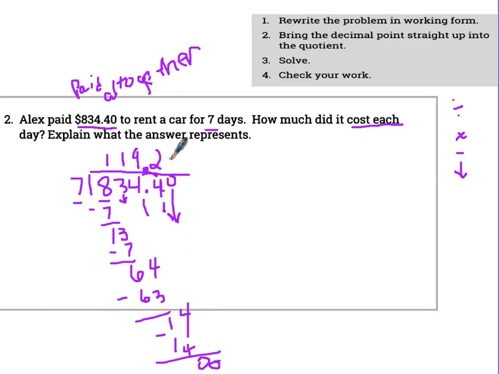7 goes into 0 0 times. And 0 times 7 is 0. And you're finished at that point. There's nothing else to bring down. And we're not going to keep adding zeros because that wouldn't make any sense.